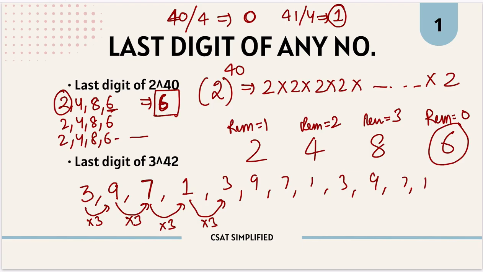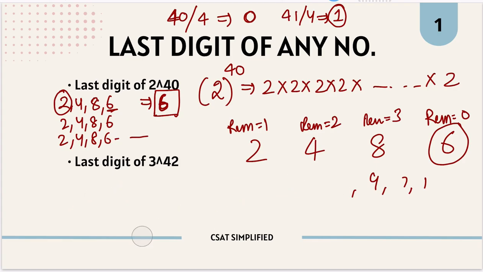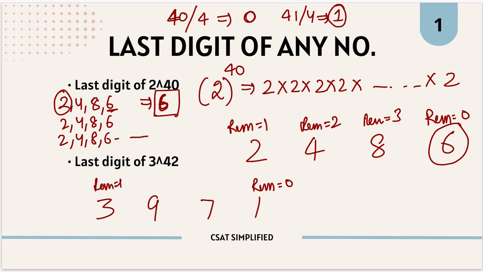So what is the pattern here? I am going to just rub it. So the pattern here is 3, 9, 7, 1. First part is done, and whenever the remainder is 0, remainder 1, remainder 2, remainder 3. Correct? Till now, this is clear.